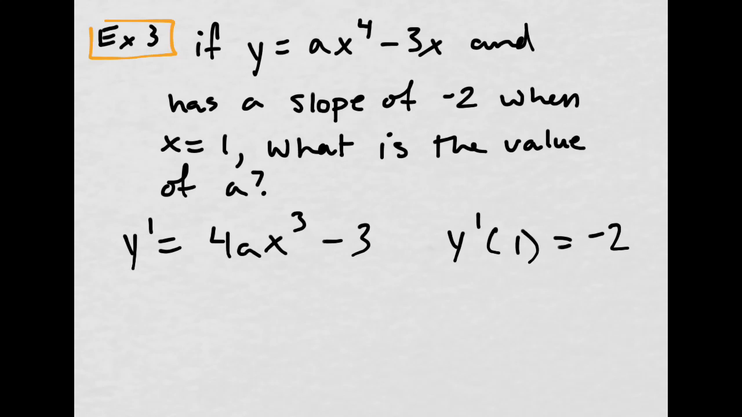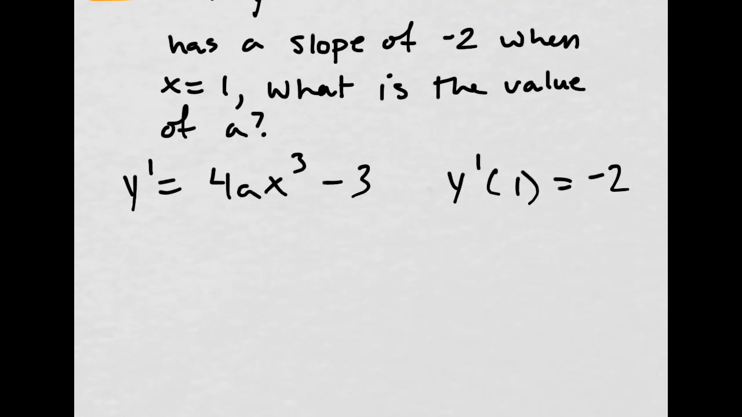I get a negative 2. That's just from what the words tell me. And that means I could say y prime is negative 2. I'm gonna put this right here, and I'm gonna put the 1 right here. Then I'll just solve for a. This should be quite straightforward. All right, so let's do that.